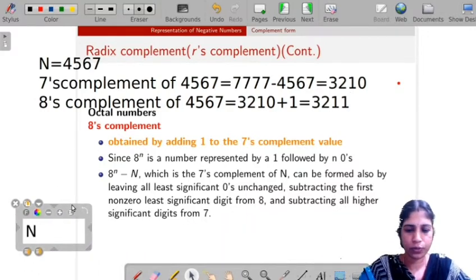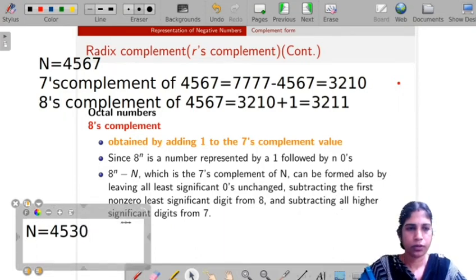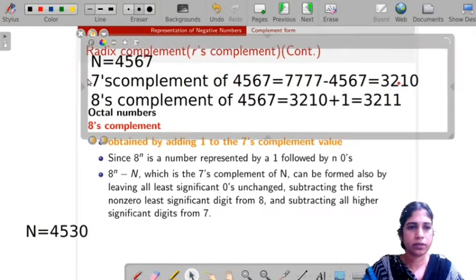N is equal to 4530. Okay, so first the 7's complement.